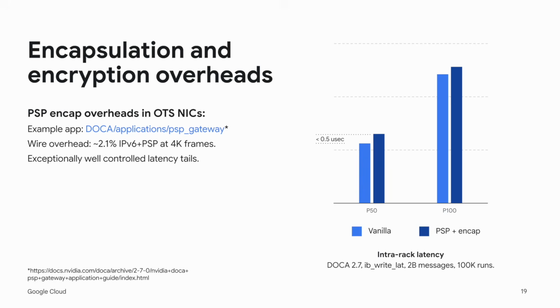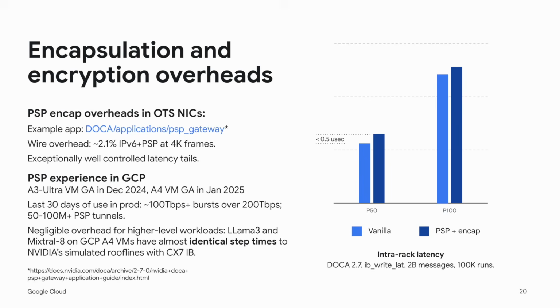As you can see, the gap between the two is very small. Even at the P100 point, it's definitely less than 1 microsecond. We've been using this stack on our A3 Ultra and A4 machines for the last several quarters, and the total traffic volume and the number of QPs that we serve through this stack has been increasing significantly. It has definitely reached the triple-digit Tbps range.